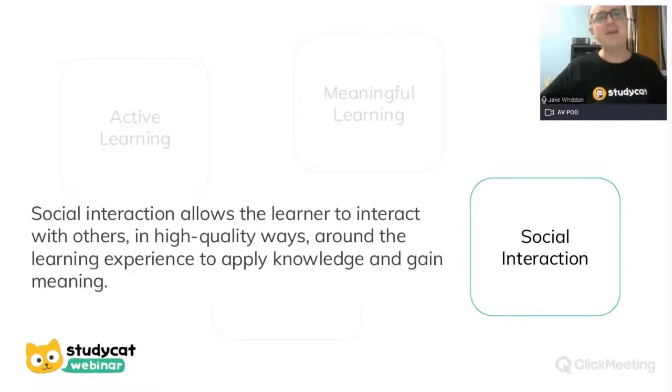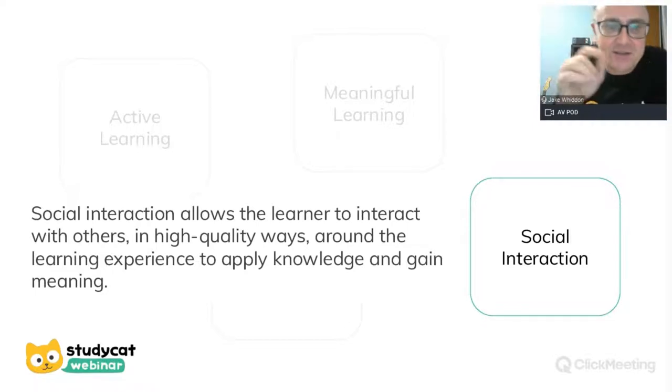Next is social interaction. I think this one is quite amazing, actually. Social interaction allows the learner to interact with others in high-quality ways around the learning experience to apply the knowledge and gain meaning.